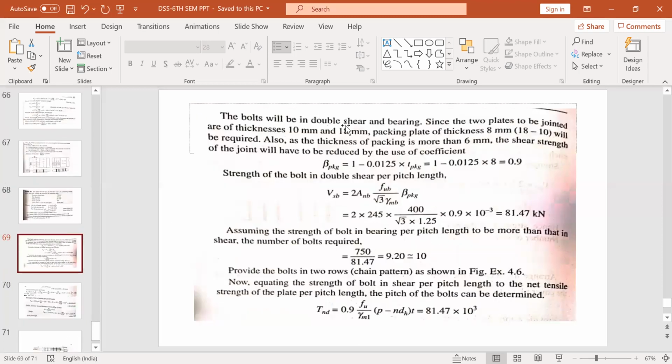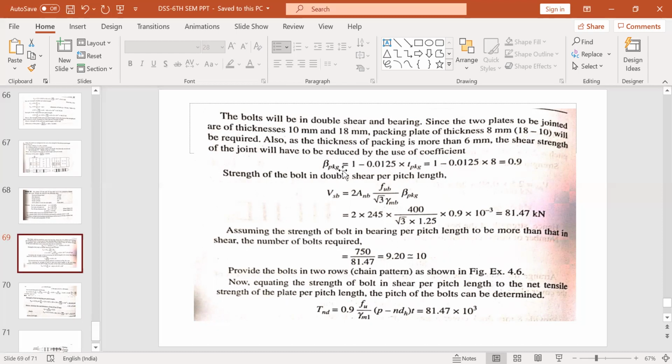Now the bolts will be in double shear and bearing, as two cover plates are there, it will be double shear. Since the two plates to be jointed have thickness 10 mm and 18 mm, the packing plate of 8 mm, 18 minus 10, will be required. And since thickness of the packing is more than 6 mm, the shear strength will have to be reduced by a coefficient. Whenever this gap is more than 6 mm, you have to provide filler plates or packing plates. So whenever providing packing plates of thickness greater than 6 mm, you have to find this value beta pkg, that is the reduction factor for packing.